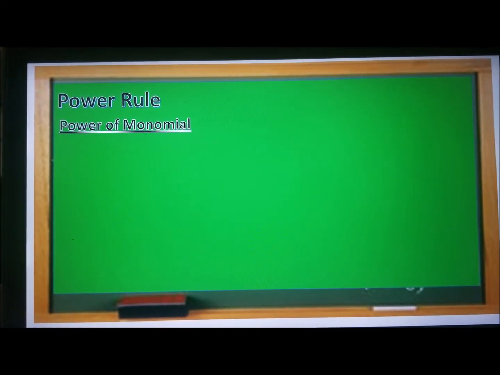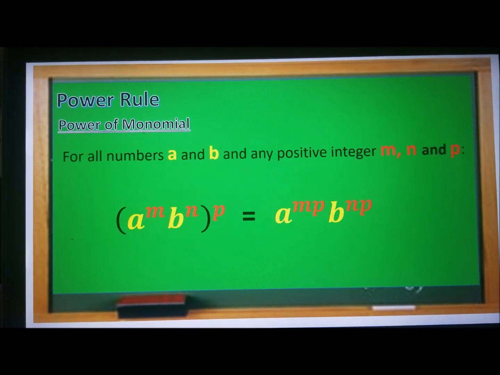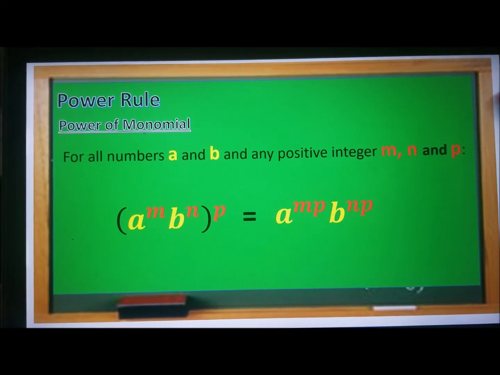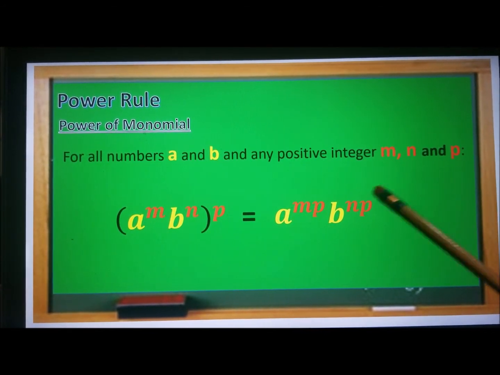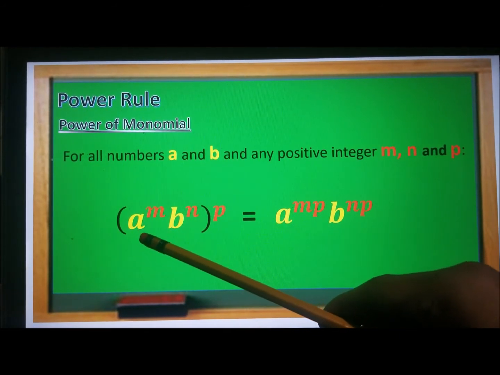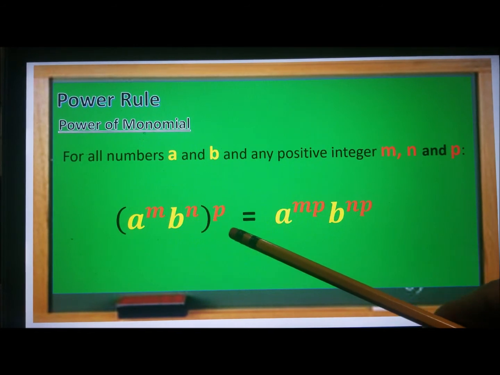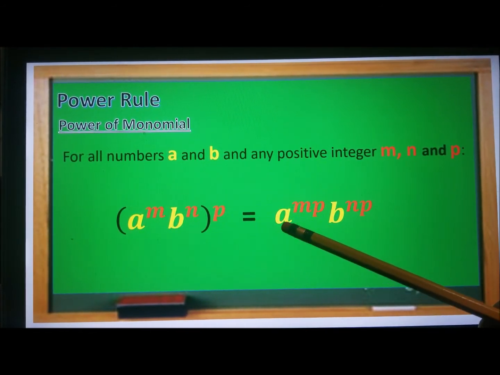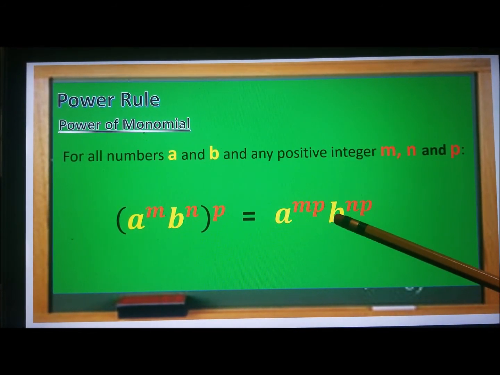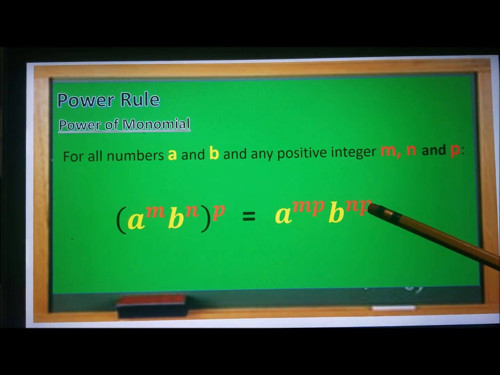For the next rule, we have the power of monomial. This rule states that for all numbers a and b and any positive integers m, n, and p, (a raised to m, b raised to n) raised to p is equal to a raised to m times p, b raised to n times p.